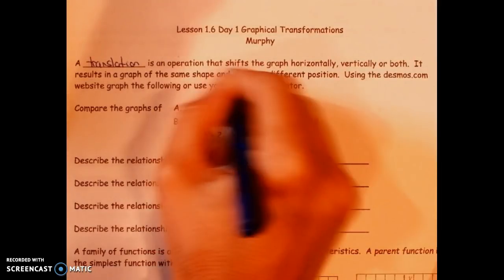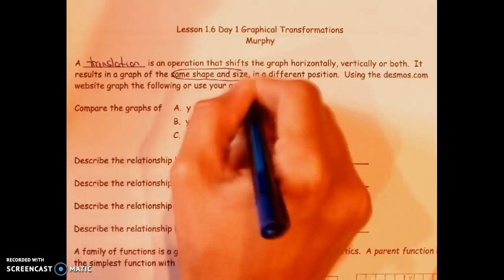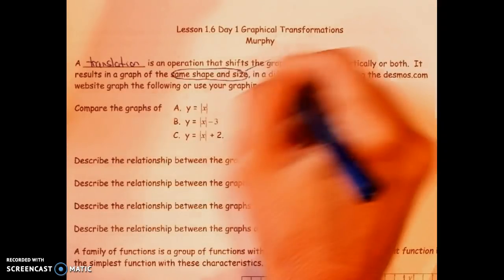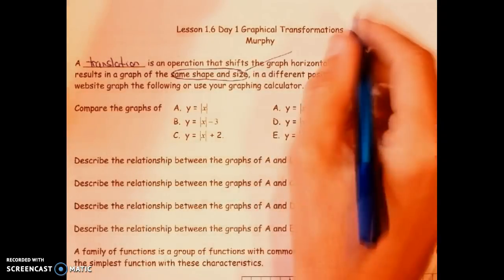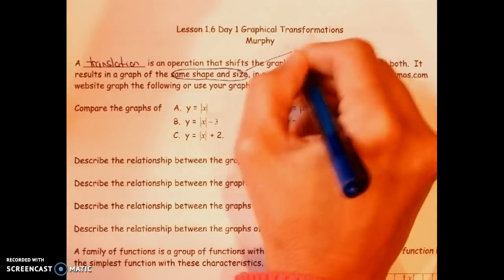And according to your textbook, when we preserve the same shape and the same size, we call this a rigid transformation.